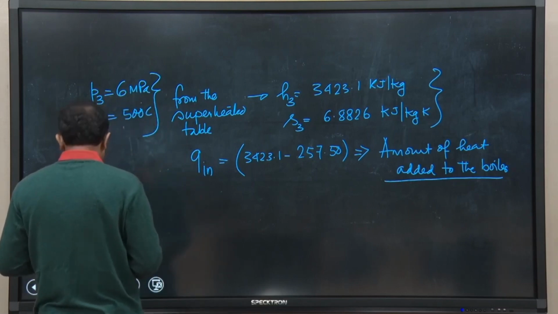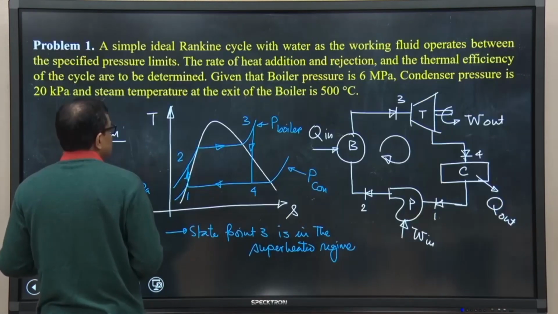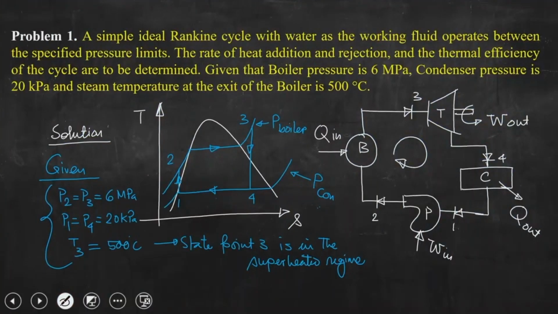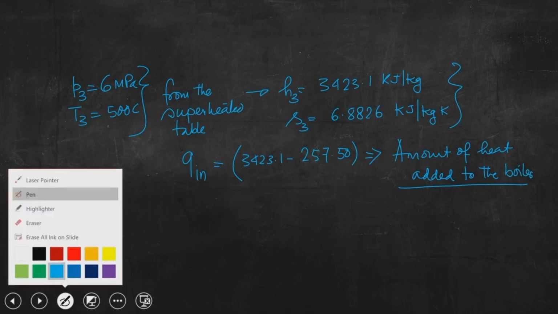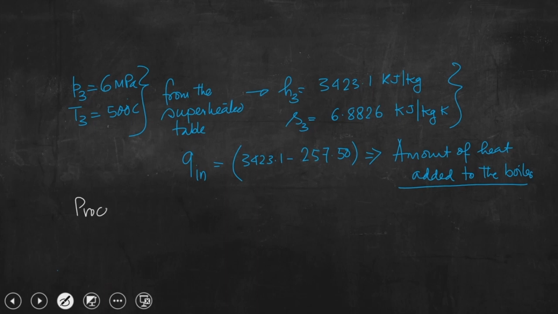Now, the last part is that we also need to calculate heat rejection, that would be in the condenser, and finally, if we can calculate the amount of heat rejected, from there we can quantify the thermal efficiency. So, what we can do now, we can go to the next process. So, this is process 3 to 4, isentropic expansion.